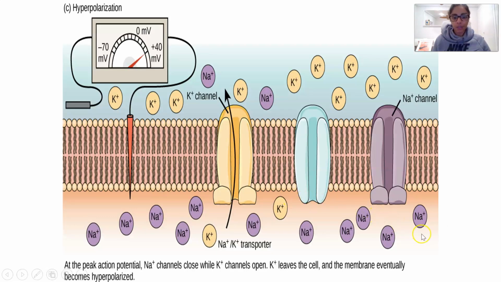Again, another little cartoon showing you how this happens. So the potassium channel is open, so we've reached plus 40 millivolts. Sodium is inside the cell. Potassium is starting to move out of the cell by these voltage-gated channels opening up.